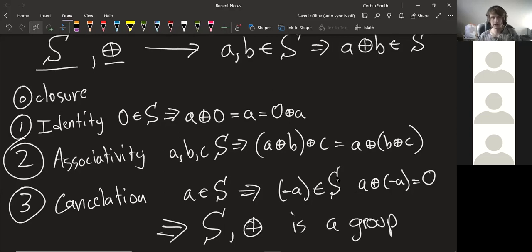So this screen right here is worth your time to write down because this is one of the most important definitions in all of math. I'm going to give some examples of groups in a second, but it's just worth your time to write them down.